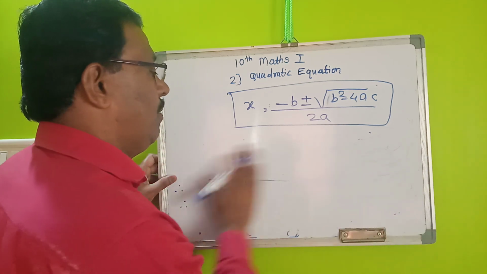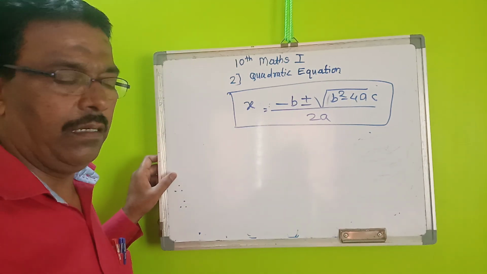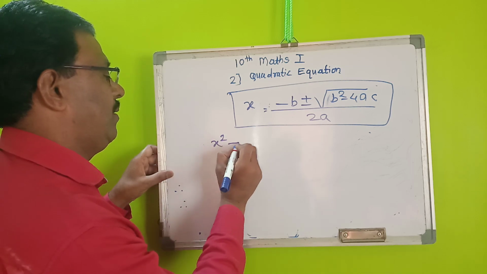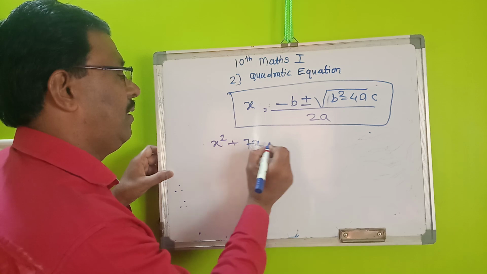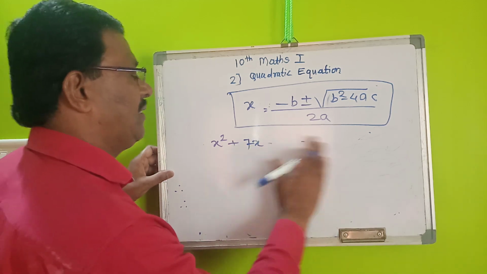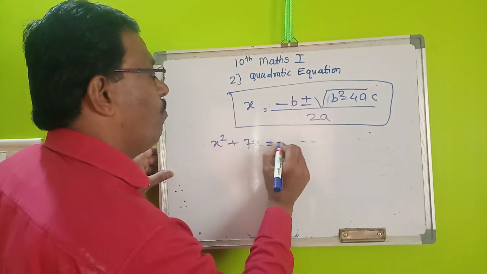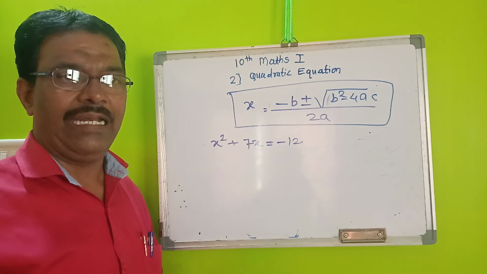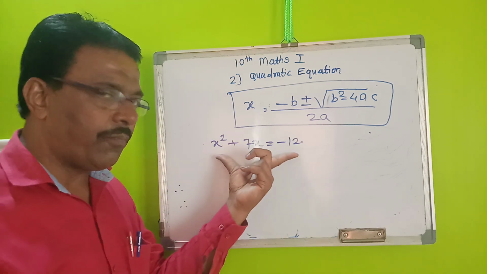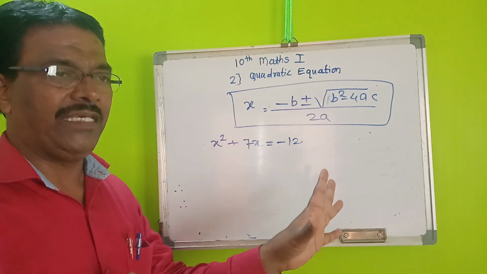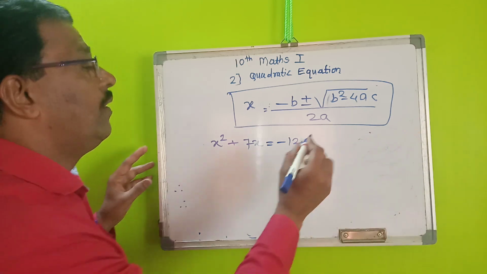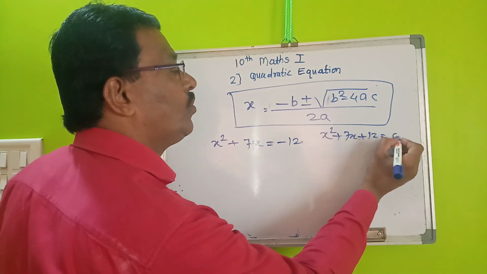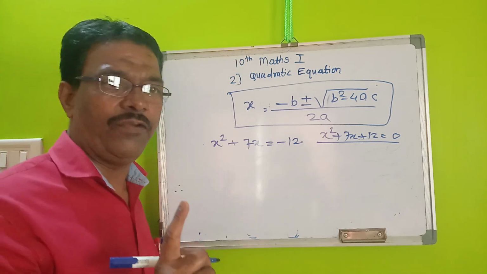What are the steps of solving a quadratic equation by formula method? They have given one example: x square plus 7x plus 12 is equal to 0. First step of formula method: write the given quadratic equation in standard form. Is this the standard form? No. In the standard form, ax square plus bx plus c is equal to 0. So x square plus 7x plus 12 is equal to 0. This is the first step: write the given quadratic equation in the standard form.